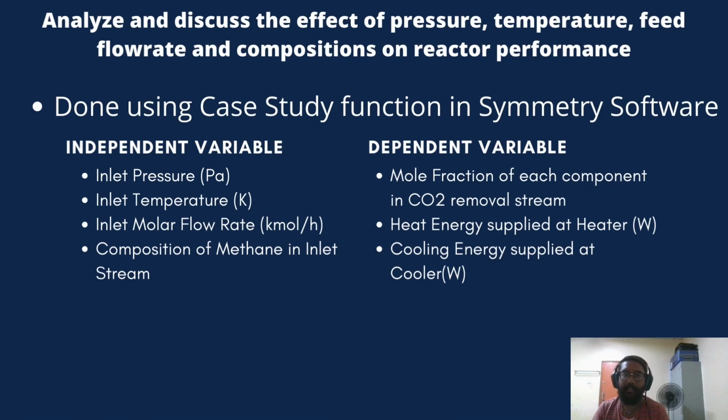Next, to analyze and discuss the effect of pressure, temperature, heat flow rate, and composition on reactor performance. This is done using the case study function in Symmetry software. The independent variables are inlet pressure, inlet temperature, inlet molar flow rate, and composition of methane in the inlet stream. And the dependent variables are mole fraction of each component in the CO2 reverse stream, heat energy supplied at the heater, and cooling energy supplied at the cooler.